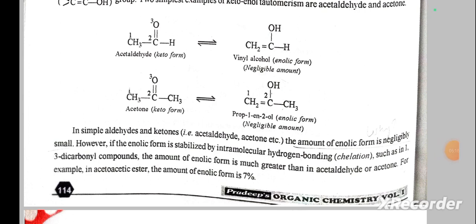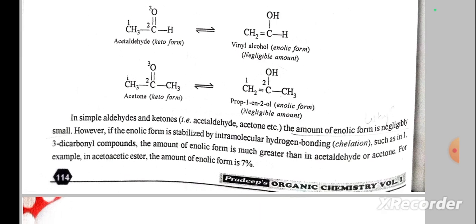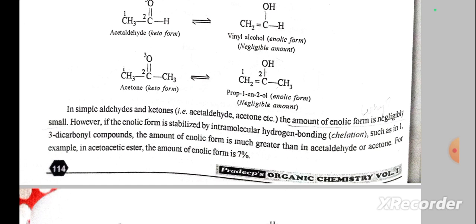The two simplest examples of keto-enol tautomerism are acetaldehyde and acetone. Acetaldehyde converts to vinyl alcohol, and acetone converts to propen-2-ol. In simple aldehydes and ketones, the amount of the enolic form is negligible. However, if the enolic form is stabilized by intramolecular hydrogen bonding, such as in 1,3-dicarbonyl compounds, the amount of enol form is much greater than in acetaldehyde or acetone.